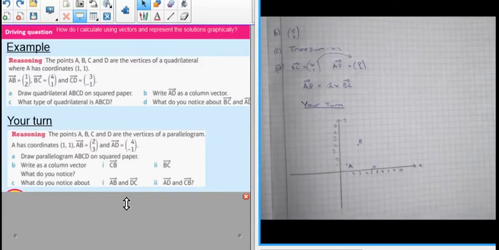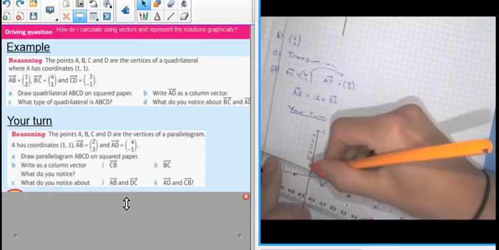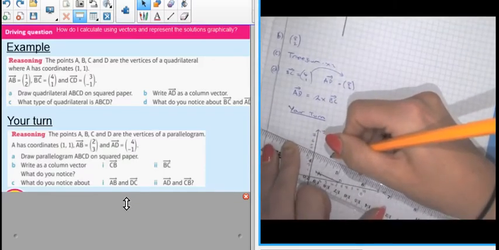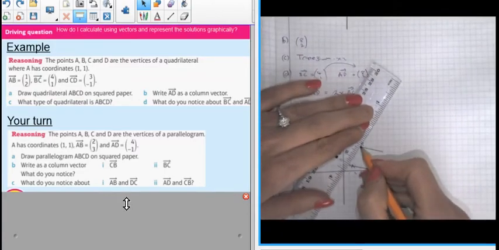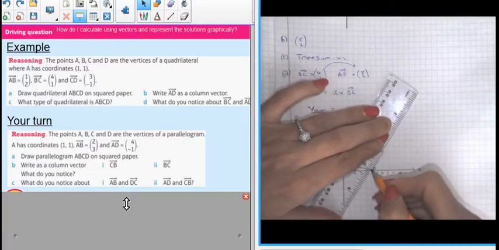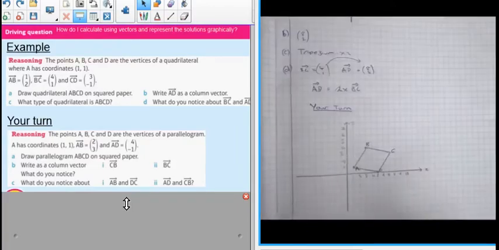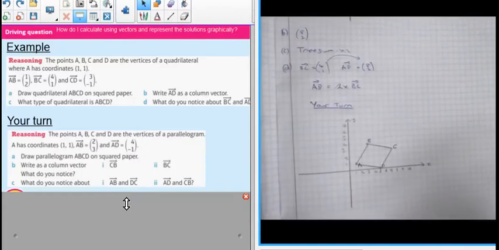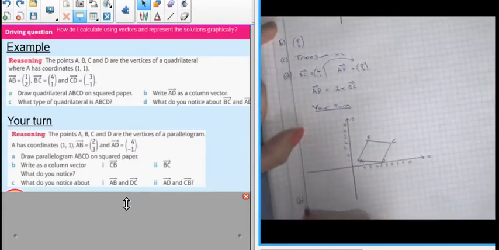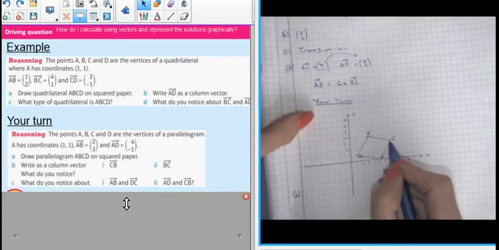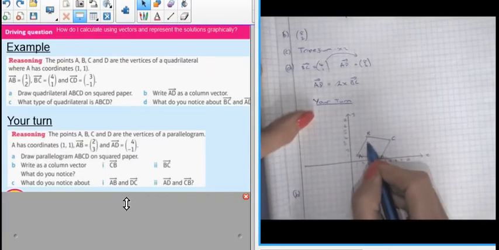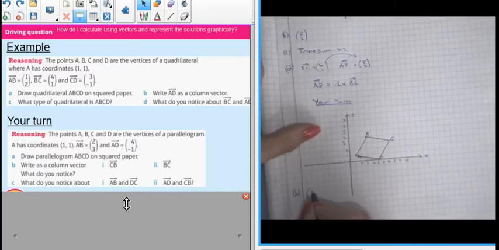We don't know the rest of the information, but we know that the shape's a parallelogram. So if I join up my points here, I should have a parallel line here. And if I join up my points here with my ruler, I should have a parallel line here. So point C must be there for that to be a parallelogram. Part B, write as a column vector CB. So to go from C to B, I'm going 1, 2, 3, 4 to the left and 1 up. So that's negative 4 because I'm going left and positive 1 up.